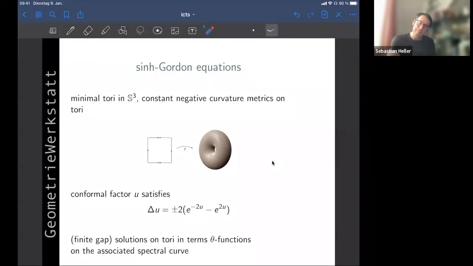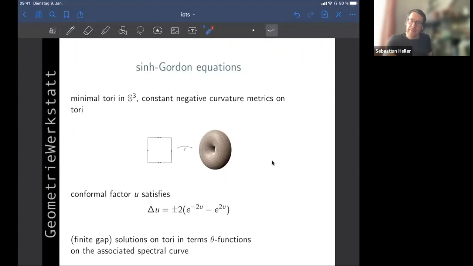So what you do is, you can somehow define a so-called spectral curve associated to the solution of this PDE. And this spectral curve is equipped with some additional data. And then you can prove in the end that these solutions on tori, the so-called finite gap solutions, can be parameterized in terms of theta functions on the associated spectral curve. And in particular simple subcases, it even reduces to the Weierstrass P function, so it even simplifies.